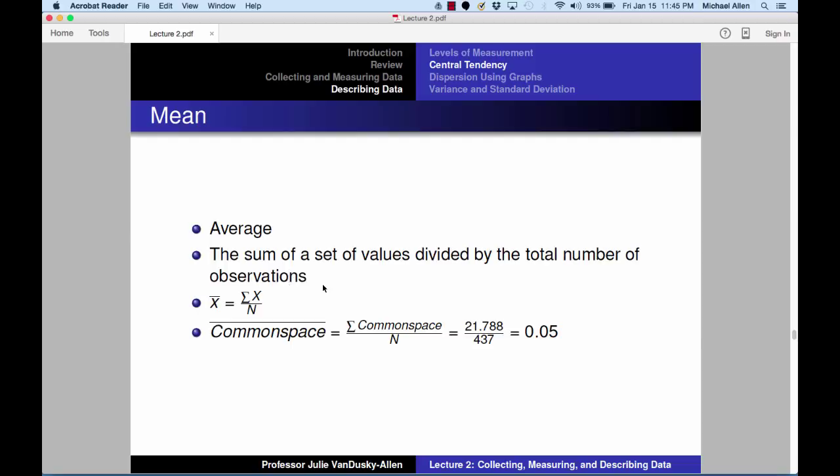Applying this to our Commonspace scores example, the mean would be the sum of the Commonspace scores divided by the number of observations. The sum of the Commonspace scores is 21.788. The number of observations was 437, so 21.788 divided by 437 is 0.05.